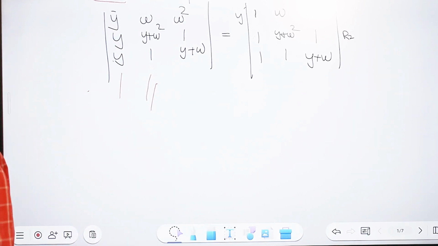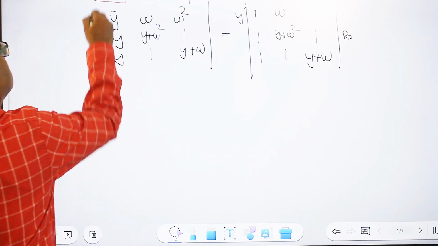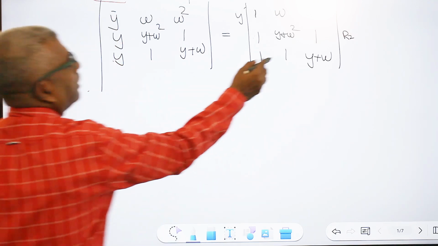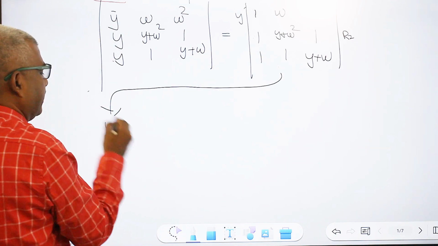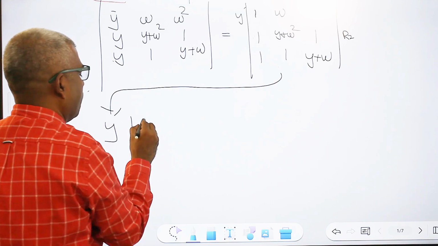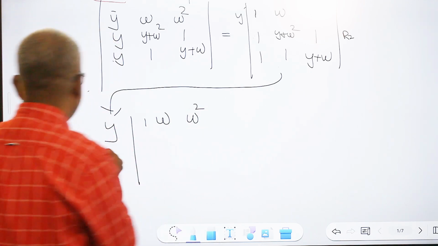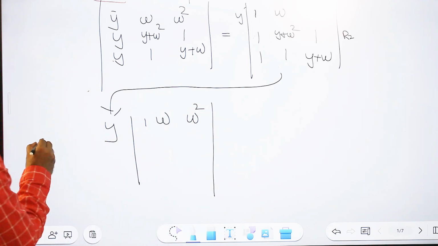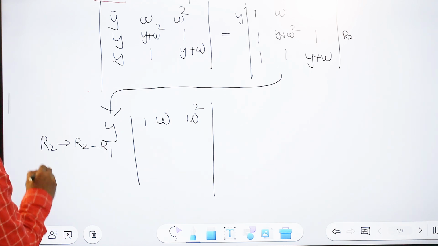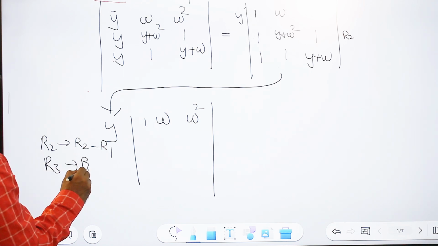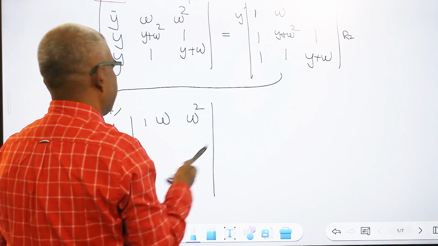Okay. Now what will happen? Here I am going to write it. Y I already took out. 1 is 1, omega squared. R1 I didn't disturb. R2 I am making R2 minus R1. R3 is R3 minus R1. So what will happen? Here it will become 0.